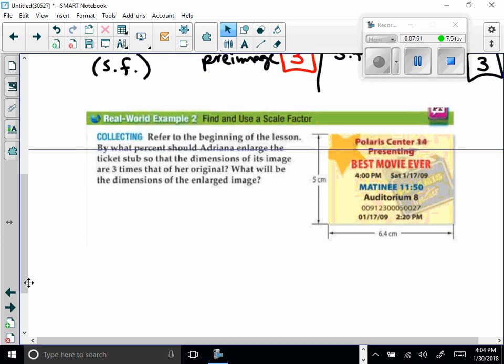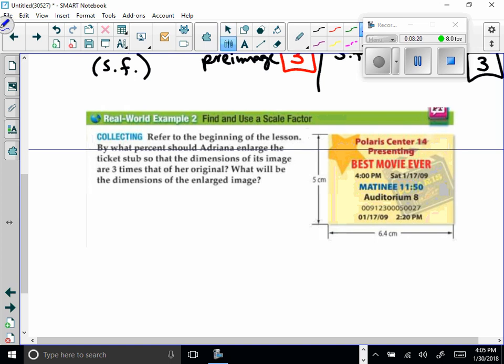In example 2, it says find and use a scale factor. It says refer to the beginning of the lesson just about ratios and dilating a figure. By what percent should Adriana enlarge the ticket stub so that the dimensions of its image are 3 times that of her original? What will be the dimensions of the enlarged image?